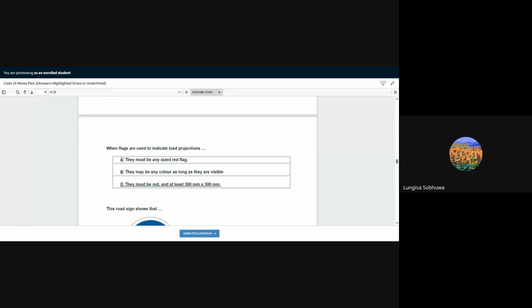And then next question. When flags are used to indicate load projections, the answer there, when flags are used to indicate load.